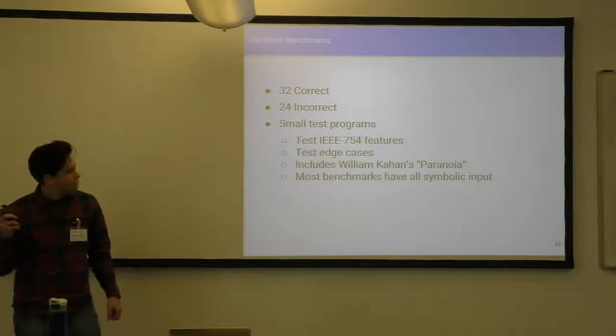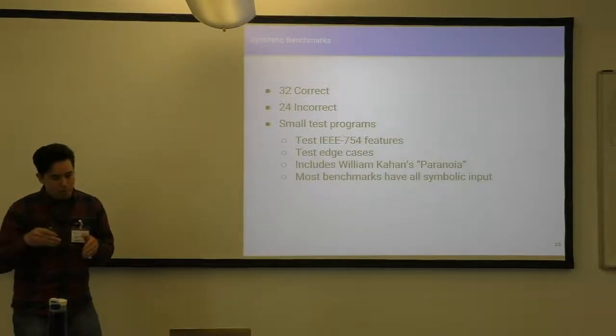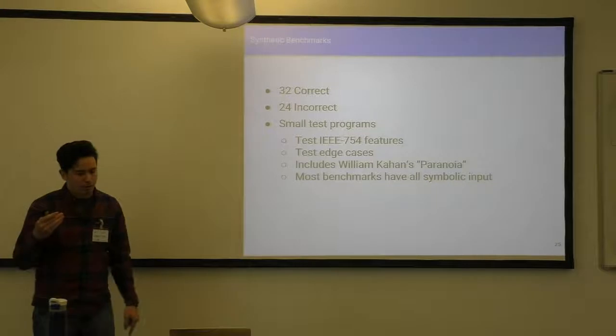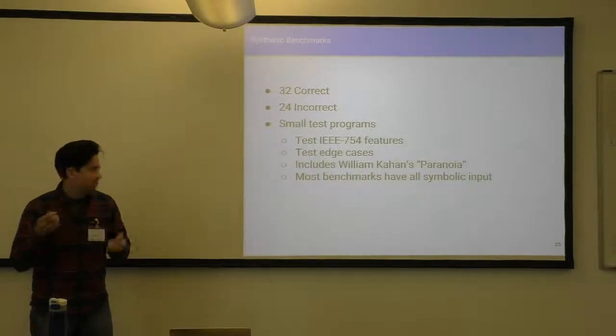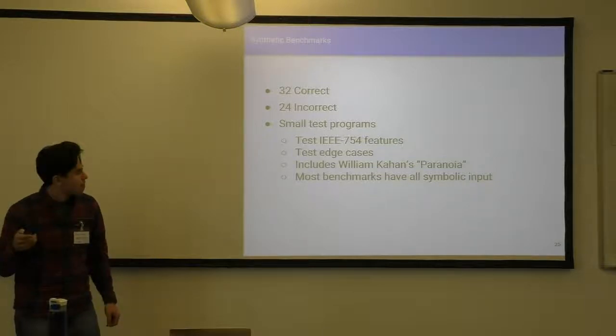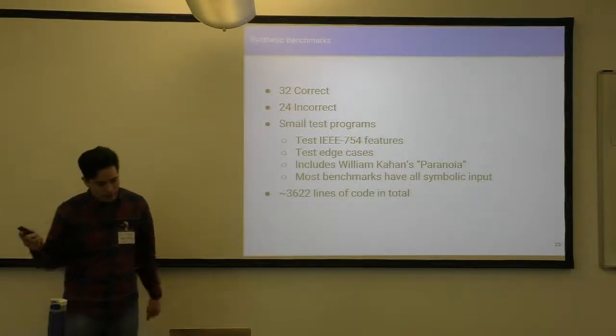And also, for these benchmarks, most of the actual input into the benchmark is symbolic, other than the benchmarks that are supposed to be all concrete. So William Kahan's Paranoia is completely concrete. It just tests a bunch of floating point arithmetic to make sure that the results are correct. I'll skip that, doesn't matter.